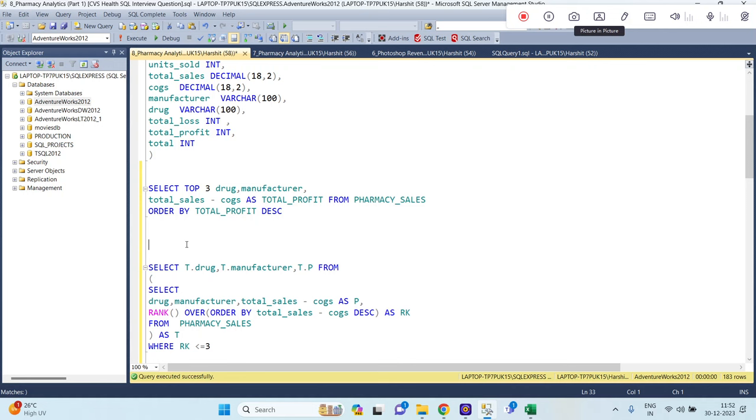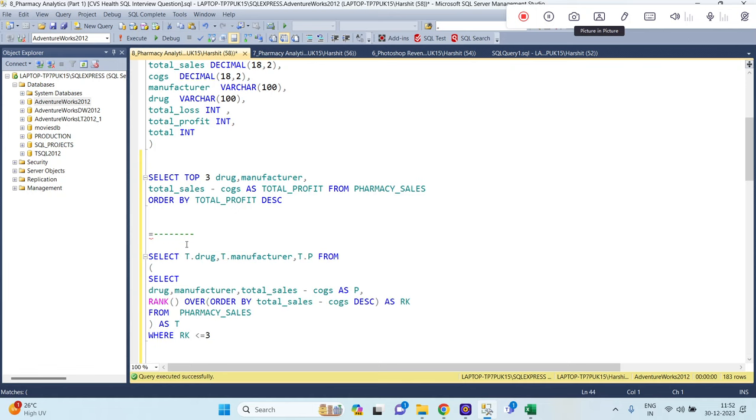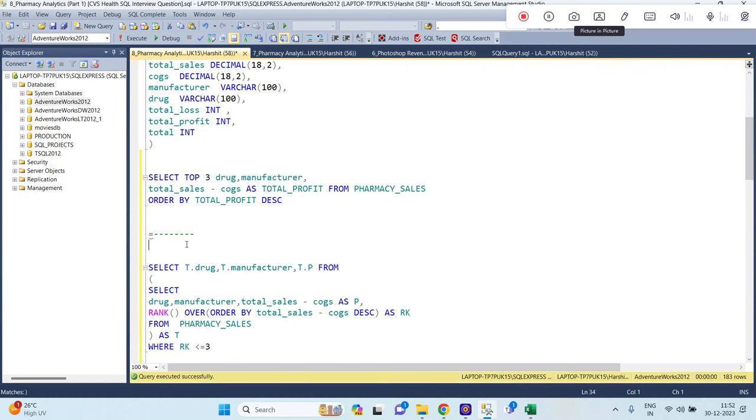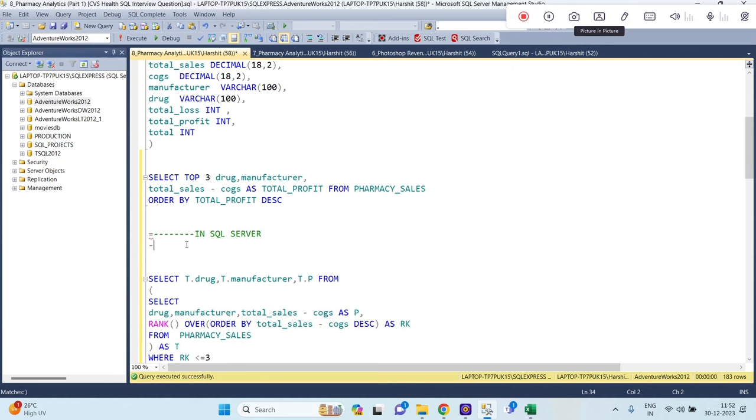So can anyone tell me what this concept is known as in SQL Server and in Oracle?